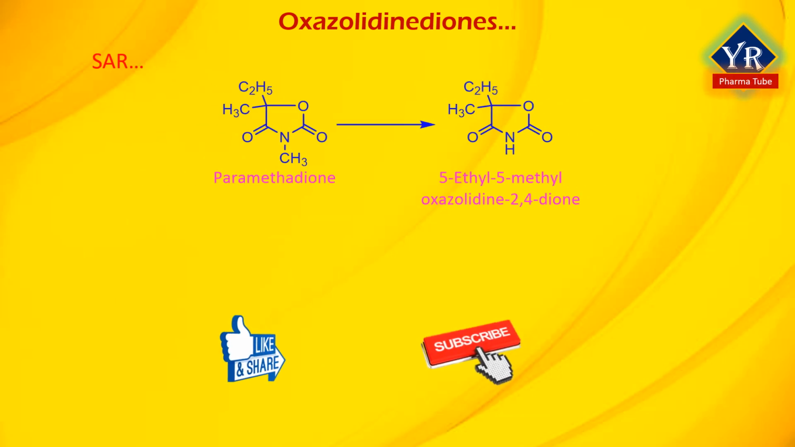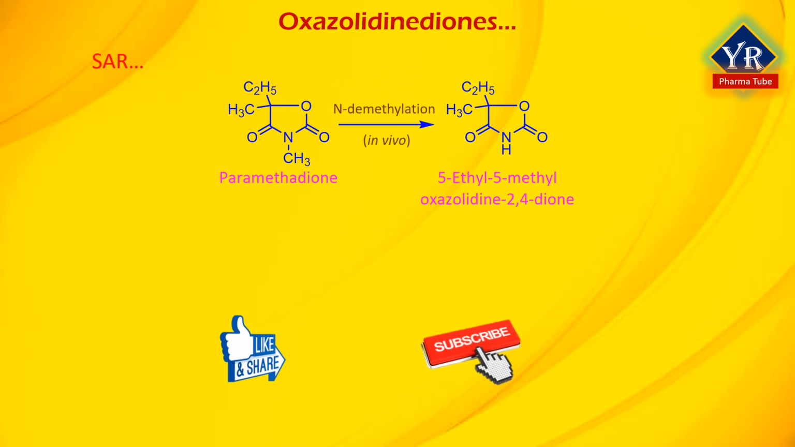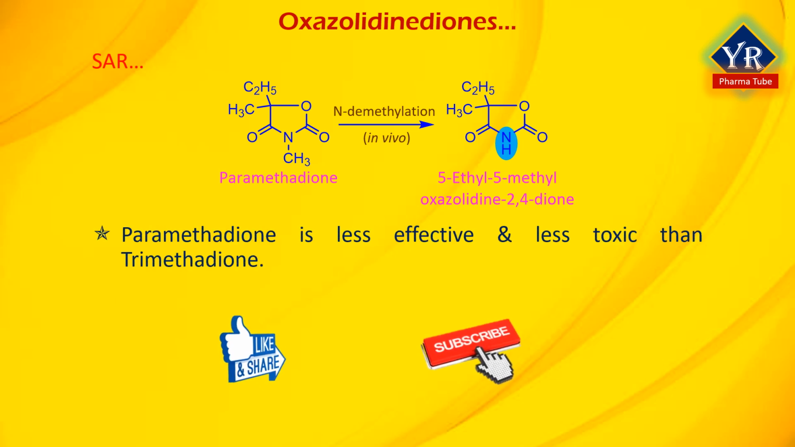Similarly, paramethadione also undergoes N-demethylation in vivo to yield 5-ethyl 5-methyl oxazolidine 2,4-dione, which is responsible for the observed anticonvulsant action of paramethadione. Paramethadione is similar to trimethadione but less effective and less toxic.